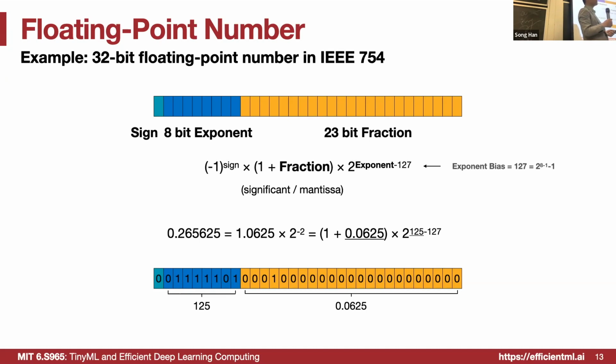Why do we have the 1 plus fraction? Why do we represent it like that? Is there a reason for it? We could not just use fraction times 2 to the power of the exponent? You want to make sure it's easy for the arithmetic units to calculate, and also you want to make sure the range can cover both a pretty large number and a pretty small number.